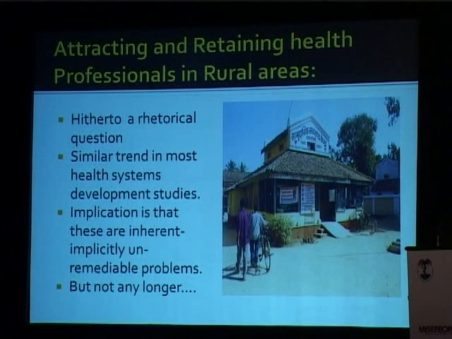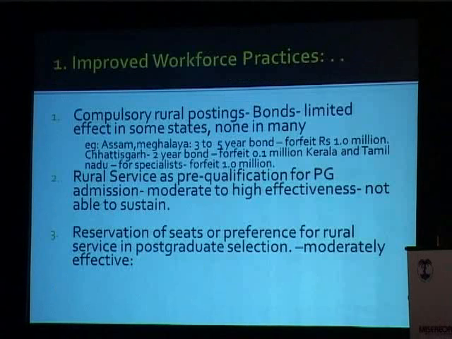So these, which were raised as rhetorical questions at the beginning of the 11th plan, are now seen as remediable through a number of actions. Now here it's interesting to note that we have generated a lot of experience and we have some clues about what works and what does not. Things like compulsory rural postings generally don't work. They haven't worked. They do work, however, in niche situations. It does work in Assam and Meghalaya for some reason.